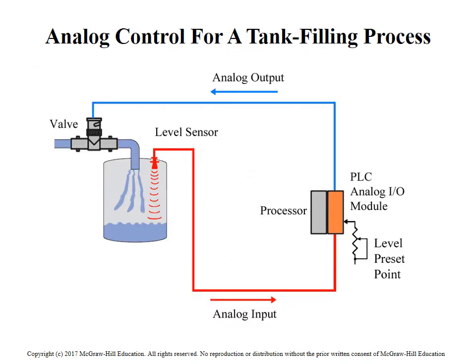So this is an analog reading. It's reading the tank level, and then telling the PLC what that tank level is, and then opening and closing a valve to control how that water level is maintained. So that's the analog version of how that's controlled.